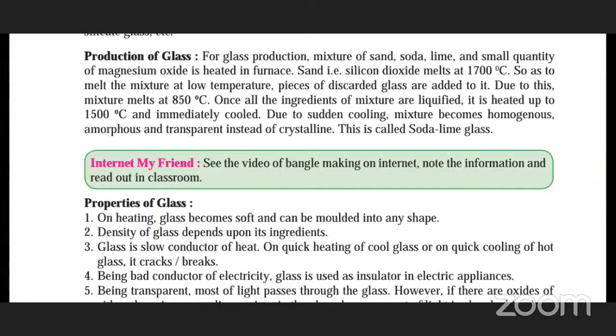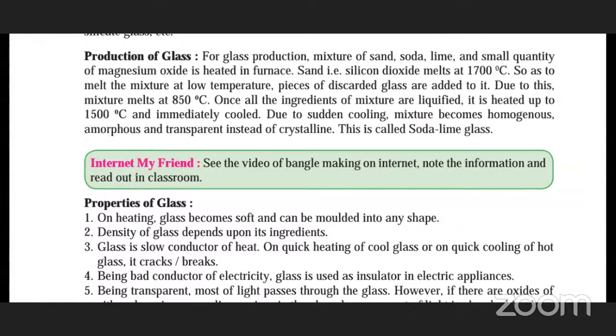So for production of glass, we require some mixture. And what type of mixture do we require? We require a mixture of sand, soda lime, and a small quantity of magnesium oxide. Okay, these all are chemical compounds which are mixed together and heated in a furnace, because the melting of these materials requires very high temperature. Such temperature cannot be achieved on normal heating. That's why we are using furnaces.